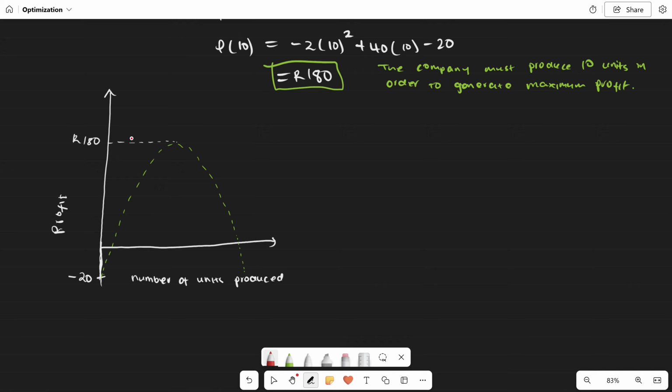So we see that we get the maximum, which is 180, when the number of units produced is equal to 10. So when we produce 10 units of whatever we're selling, we get a maximum profit of 180. So yeah, that is it. That's how optimization works. Thank you.